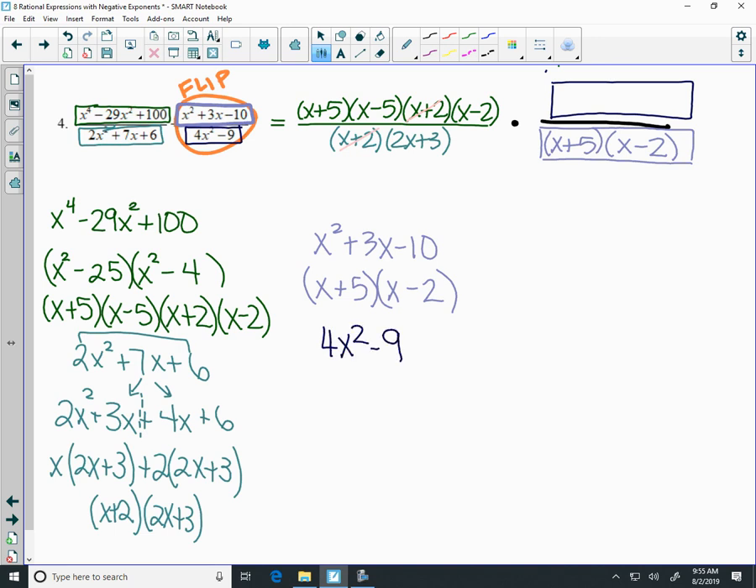This is another difference of squares. But we have to square root 4x squared and 9. So the square root of 4 is 2. The square root of x squared is x. The square root of 9 is 3. And we need one positive and one negative. Order does not matter with multiplication there.